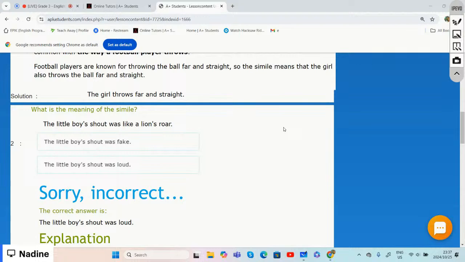All right. They say the little boy's shout was like a lion's roar. Think of a lion's roar. Does it mean option one, the little boy's shout was fake? He was like pretending. Or option two, the little boy's shout was very loud.